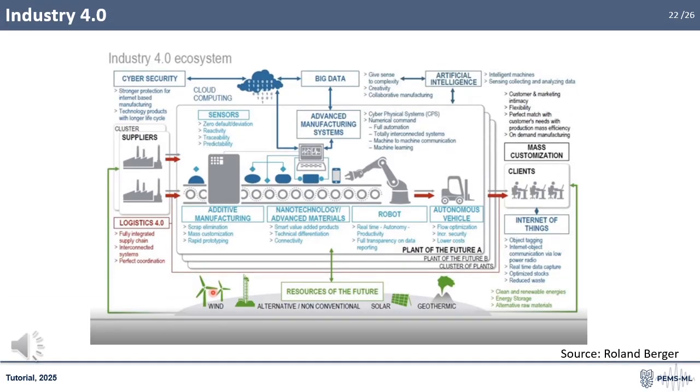This is a broad picture of the Industry 4.0 ecosystem. It involves all the processes, such as Logistic 4.0, concept of production, IT, AI, reduction of cost and increasing efficiency, from supplier to cloud computing, big data, advanced manufacturing system, robot, autonomous vehicle, and Internet of Things.